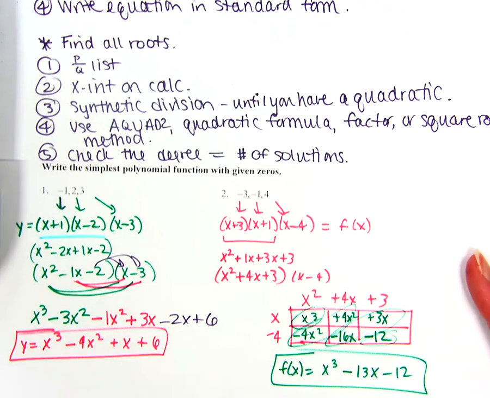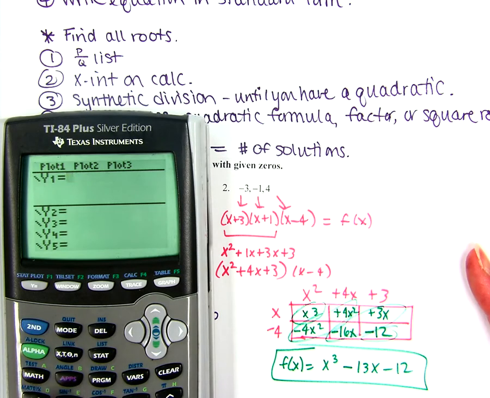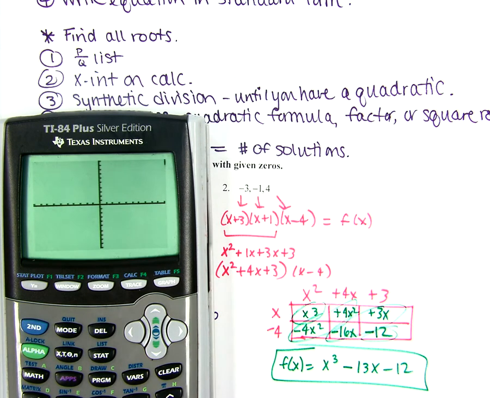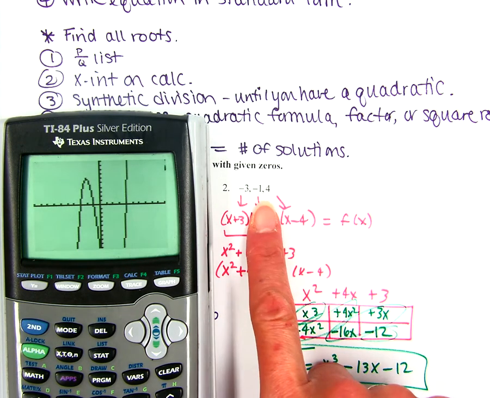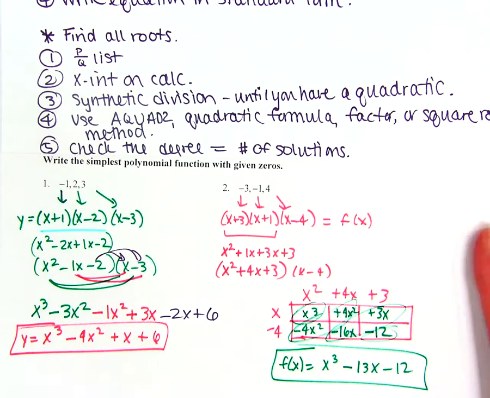So there's my equation. Just like on the last problem, I'm going to double check to see if I have the right answer. So x cubed minus 13x minus 12, and I should have the x-intercepts of negative 3, negative 1, and 4, which I do. So perfect. All right, flip over to the back.